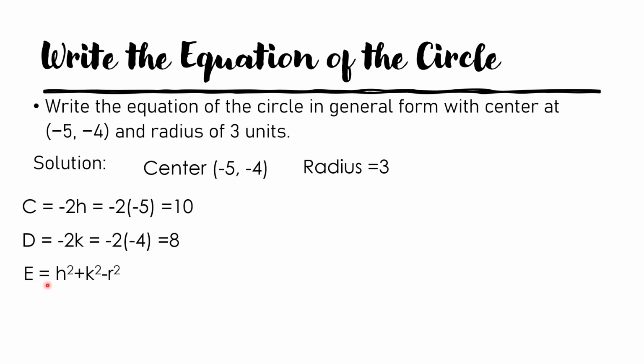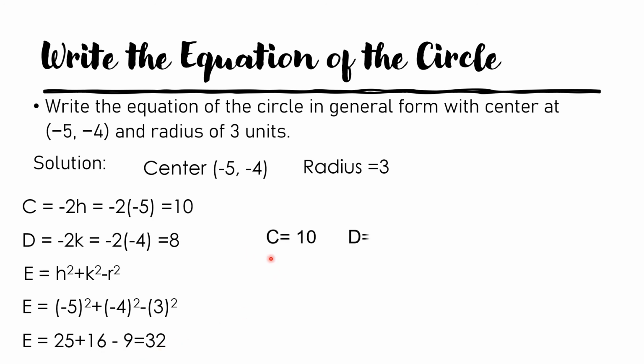And yung e natin is equal to h squared plus k squared minus r squared. Substitute lang natin yung value ng h and k. Same with the radius. So, we have negative 5 squared plus negative 4 squared minus 3 squared. Negative 5 squared is 25. Negative 4 squared is 16. 3 squared is 9. So, 25 plus 16 minus 9 is equal to 32.